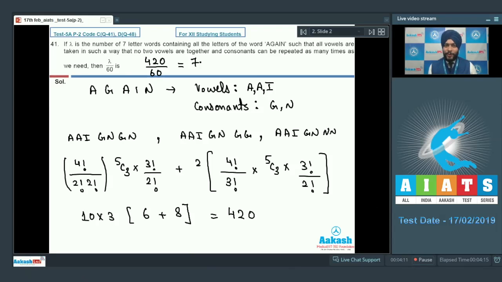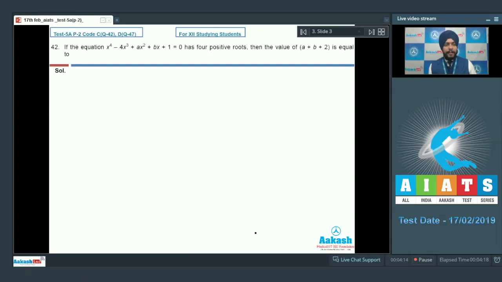Let us move on to 42. Question number 42 says that if the equation x power 4 minus 4x cube plus ax square plus bx plus 1 equals 0 has 4 positive roots, then the value of a plus b plus 2 is equal to. Students, whenever an equation has positive roots, always think about the AM-GM inequality. Okay, so that is the hint.